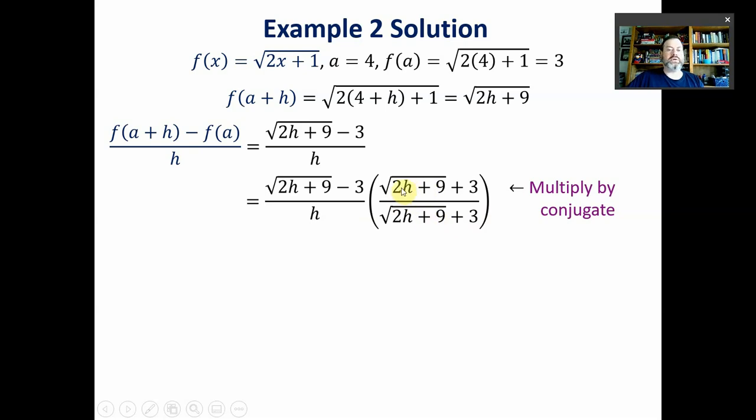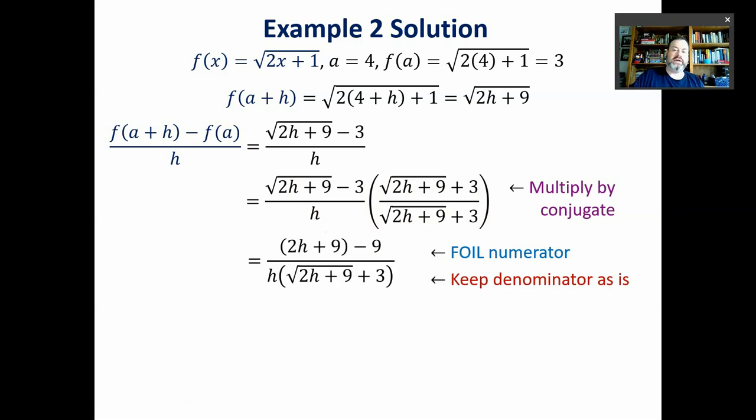So what we're going to do is we're going to FOIL this thing across, and we're not going to FOIL the denominator across. So we're going to FOIL the numerator, we're going to not FOIL the denominator. Right, so this is another difference of squares. Looks very similar to that problem we did before. And you had some on the homework that look like this. So radical 2h plus 9 squared is just 2h plus 9, minus 3 squared is 9.